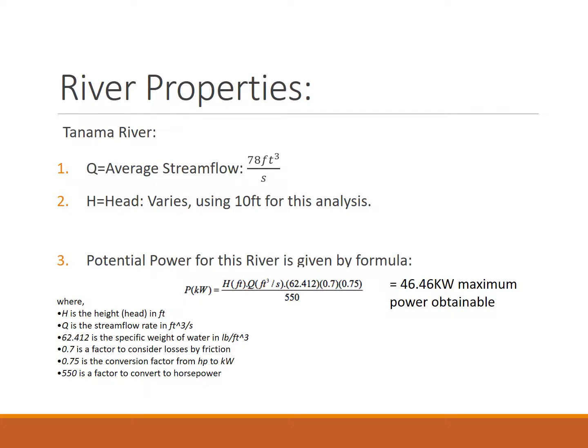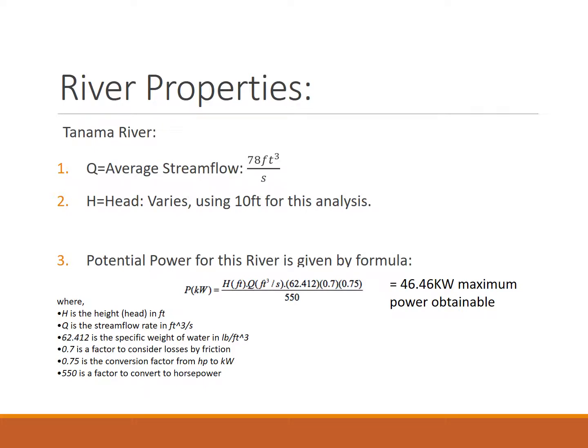The river properties: these are the input criteria, the input performance being provided into the system. So we're talking about the subsystem performance at this point. The average stream flow is 78 cubic feet per second. The head can vary depending on where you're creating your system, but we can assume 10 feet, and 10 feet is a pretty realistic value.